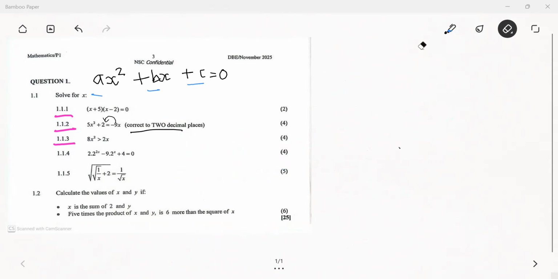Now, question 1.1.4 looks like this. It's 2 multiplied by 2 to the power of 2x minus 9 times 2 to the x plus 4 equals 0.